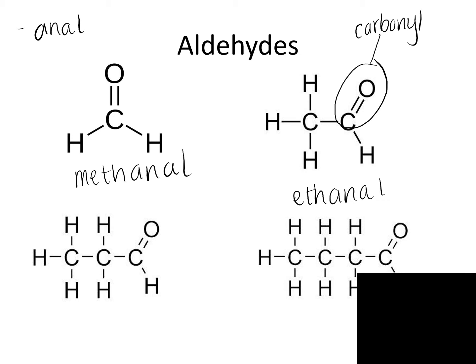Down here, we've got three carbon atoms. It's going to be propanal. And last but not least, down here, we've got 1, 2, 3, 4 carbon atoms. It's going to be butanal. Remember, aldehydes are produced by primary alcohols oxidizing.